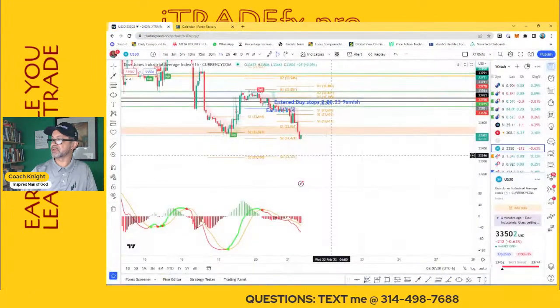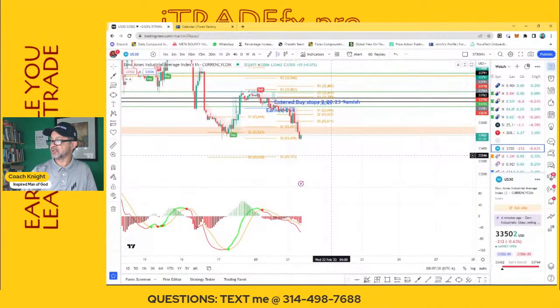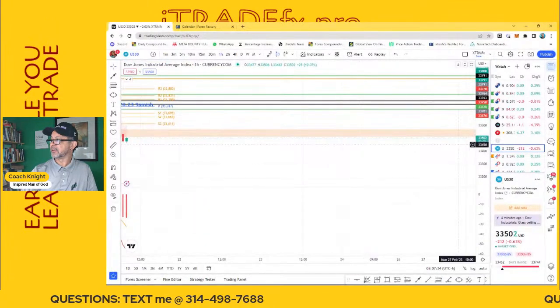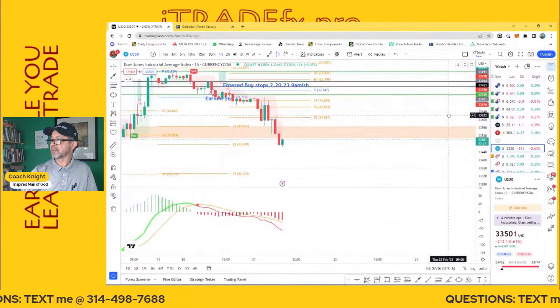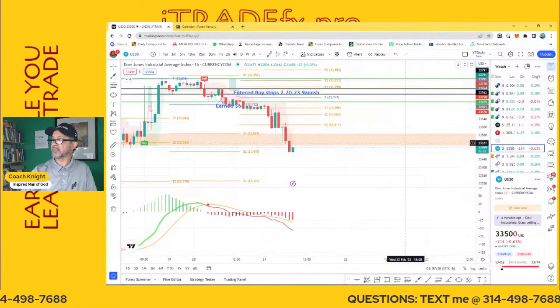So let's go down to a lower time frame. Let me zoom in on this just a little bit. Whoops, it just took off on me. So you can see this is the hour time frame that we're looking at.